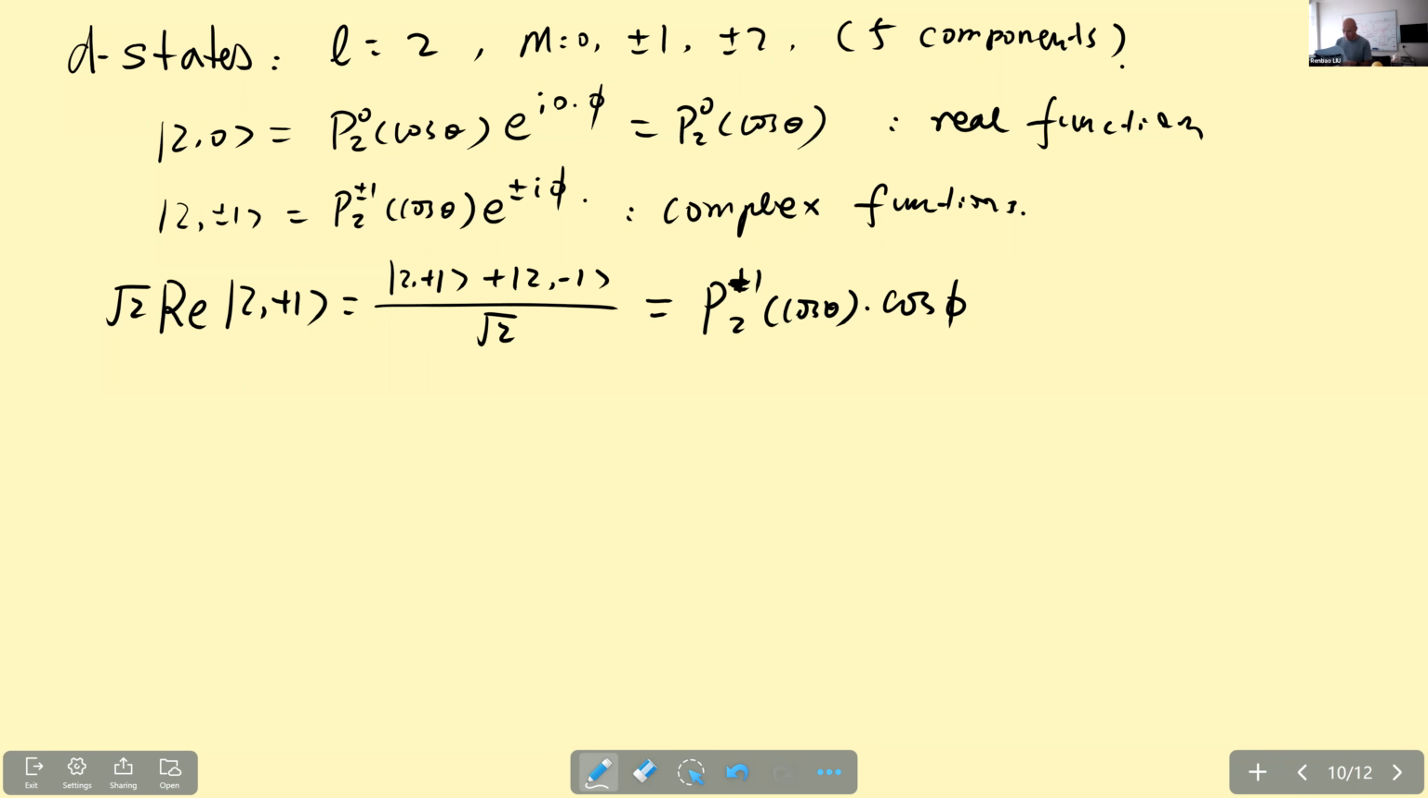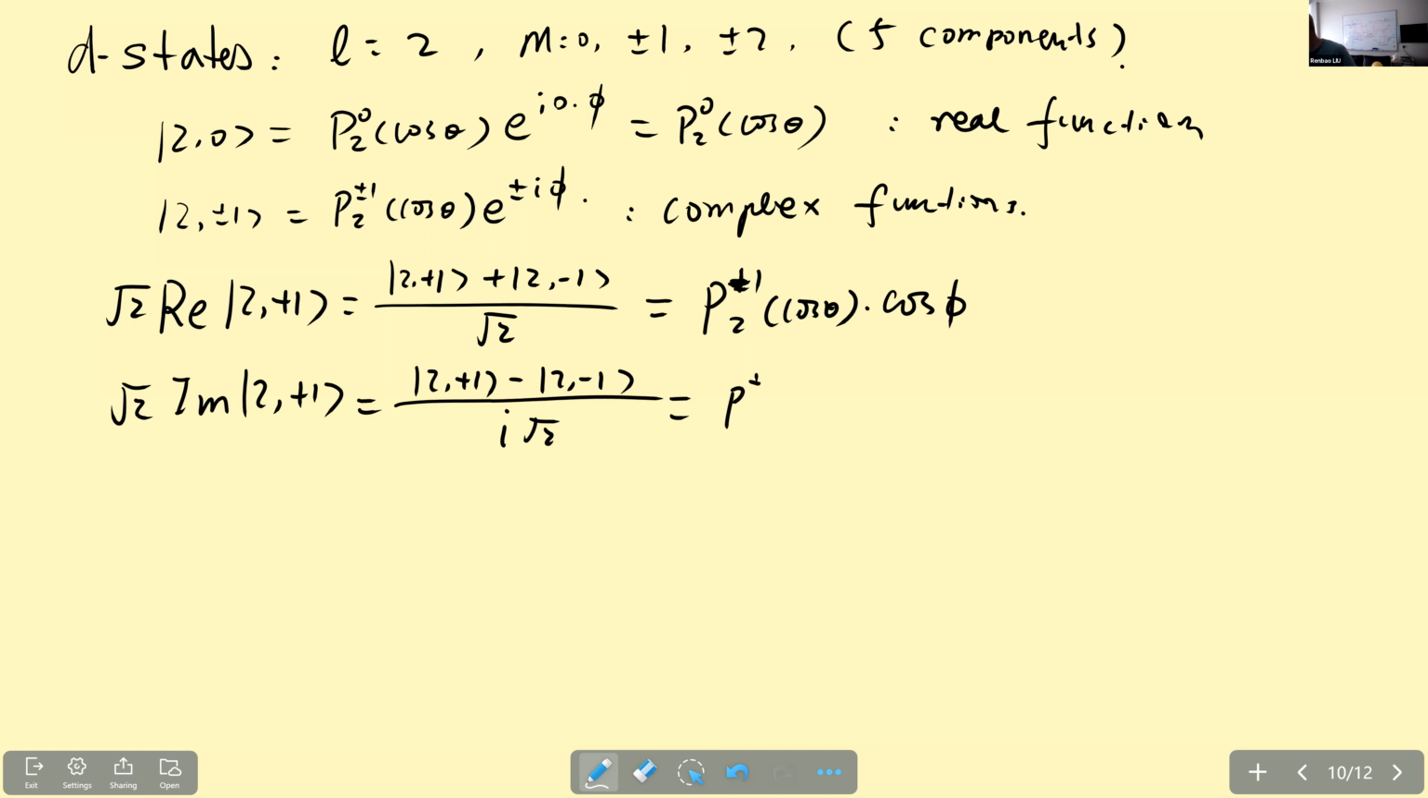Let me write down this one first. And the square root of 2 times the imaginary part of Y_2,1, that equals square root of 2 times i times Y_2,1 minus Y_2,minus 1. That will equal P_2,1 cosine theta times sine phi. I think there's a square root of 2 here, let me see, square root of 2, right? Okay, thank you.